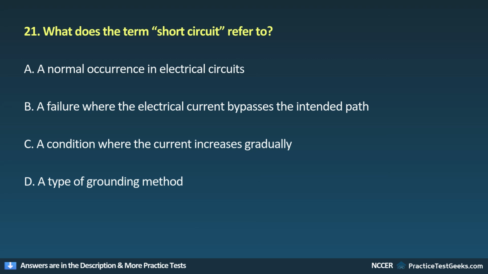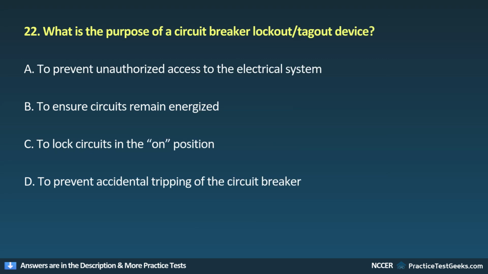A. A normal occurrence in electrical circuits. B. A failure where the electrical current bypasses the intended path. C. A condition where the current increases gradually. D. A type of grounding method. 22. What is the purpose of a circuit breaker lockout-tagout device?